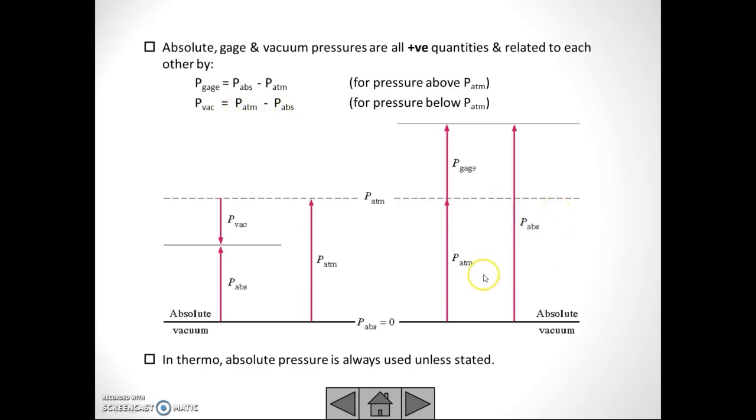For this one, this is the P atmospheric. If the pressure is above P atmospheric, as you can see, the absolute pressure is higher than the atmospheric pressure. Therefore, the equation that we are going to use is this one: P absolute equals P atmospheric plus P gauge.